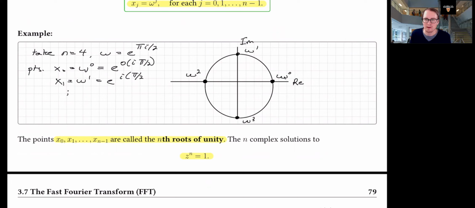Right? This to the power of n equals 1. That's true. This point to the power of n equals 1. This point to the power of n equals 1 as well. And this one to the power of n equals 1. Those are the 4 solutions. Sorry, to the power of 4, I mean to say. So these are the 4 solutions to the equation z to the power of 4 equals 1.